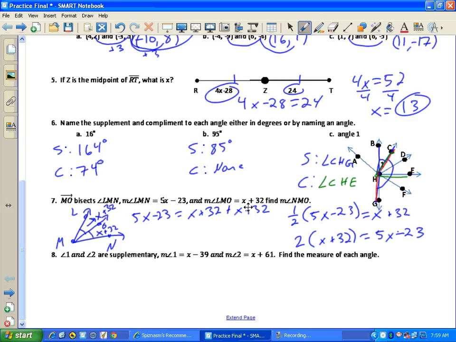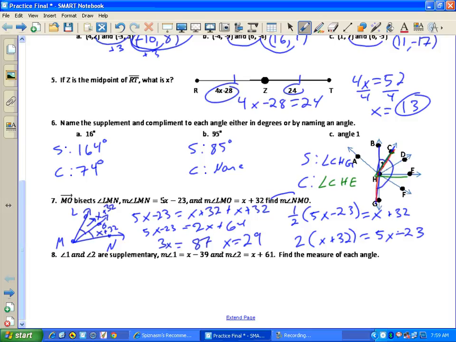So let's just solve this one. If I combine like terms over here, I'm going to have 2x plus 64. Subtract the 2x over will give me 3x. Add the 23 over is going to give me 87. If I divide by 3, I get x equals, let's see, 29.